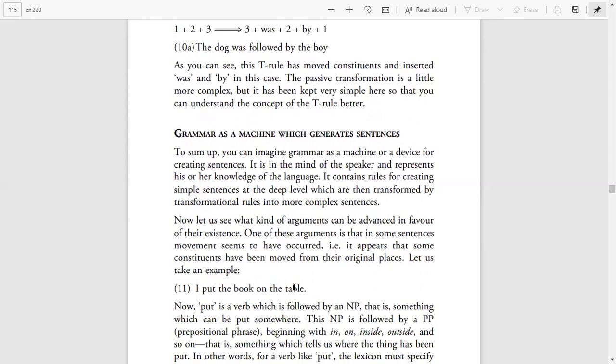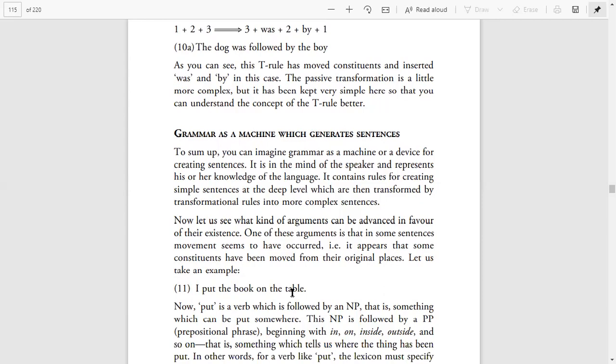Right now, let us see what kind of arguments can be advanced in favor of their existence. One of these arguments, so of course we need some arguments to prove why we create such sentences at the deep level, why we create a sentence like I put the book on the table. Why didn't we say only I put the book? Why did we say I put the book on the table like this, right?